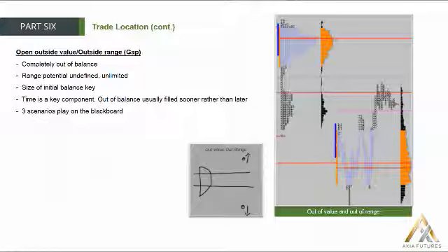So let's now take this third type of trade location and look at some of the very key strategies we can develop and take on when talking about a market being out of value and out of range.